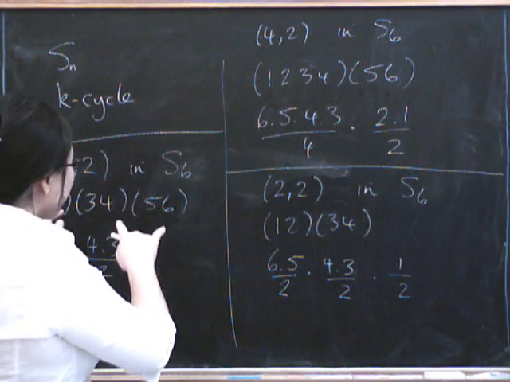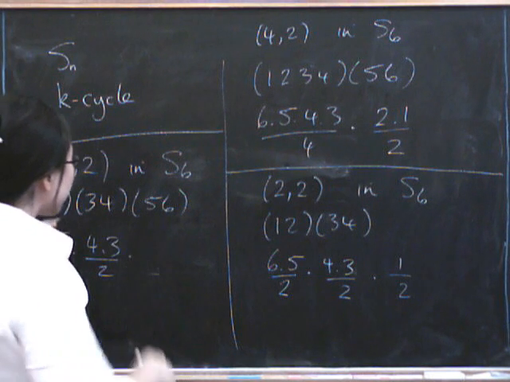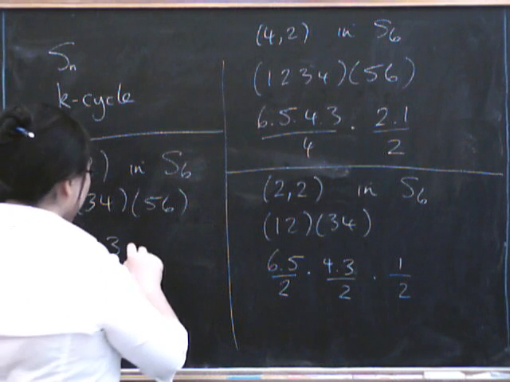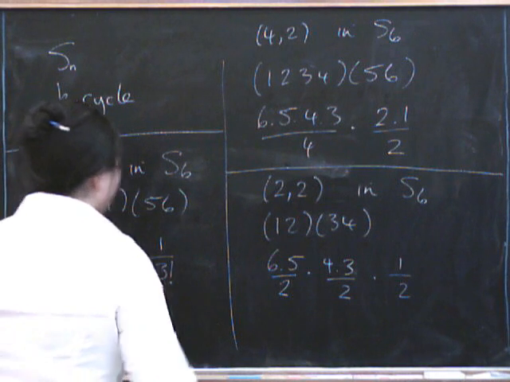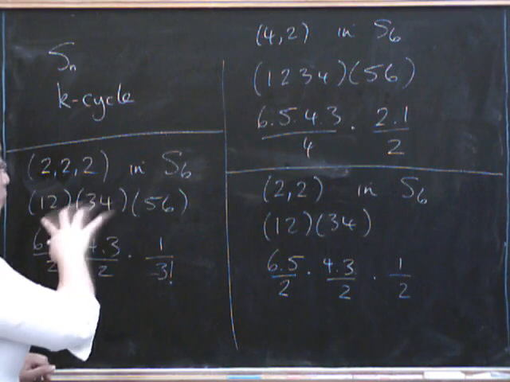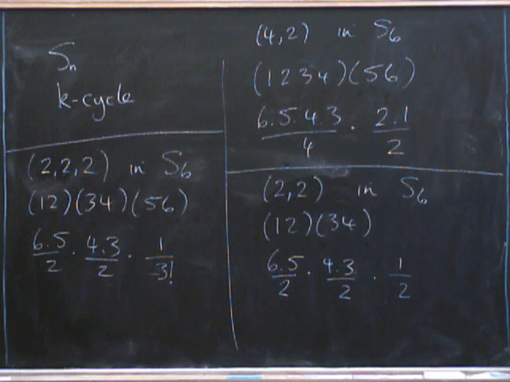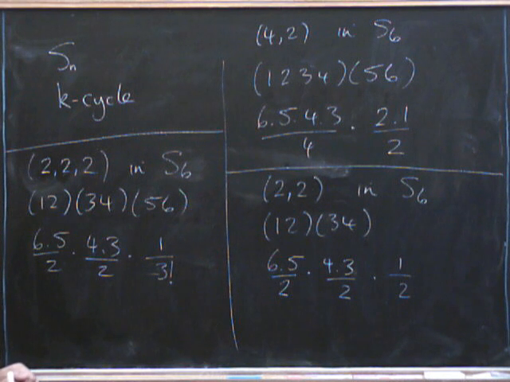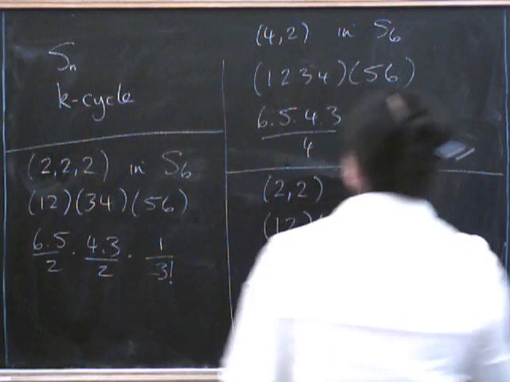But the thing is, I've now overcounted by some factor, because these could go in any order. And because they could go in any order, I've now got to divide out by a factor of 3 factorial, because there are 3 factorial different ways of ordering these 3 transpositions. So I have to divide out not by 3, but by 3 factorial. So that's the basic idea for all of those. Let's do one more of them.